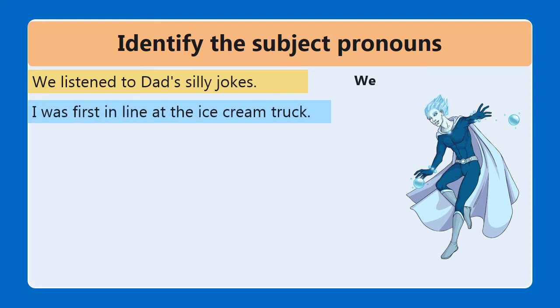Let's look at sentence number 2. I was first in line at the ice cream truck. What is the verb in this sentence? That's right, we have a helping verb, and that verb is was. And remember, the subject usually comes before the verb. And so the subject of this sentence is I. The subject pronoun is I.